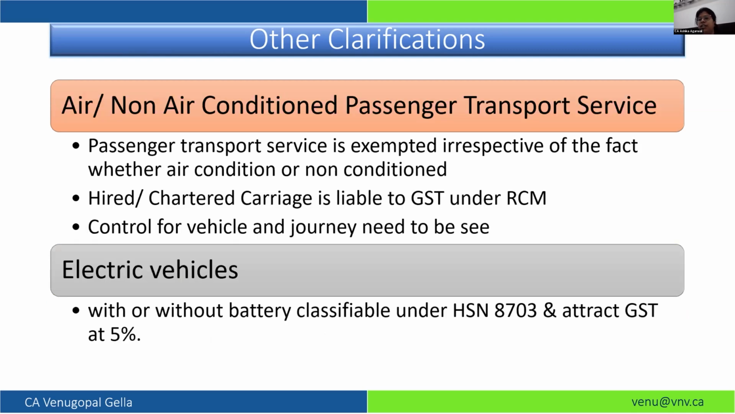Air-conditioned and non-air-conditioned passenger transport service. Now, one is passenger transport service, one is renting of motor vehicle. When we say passenger transport service, it's like a bus taking us from one place to another, or a ferry, where there is a predetermined route. The passenger is not controlling that vehicle. The vehicle will move from one place to another and the passenger wants to go there. So it's regarded as passenger transport service, and passenger transport service is exempted. There is no GST on it. But when we come to renting of motor vehicle, GST is leviable on it.